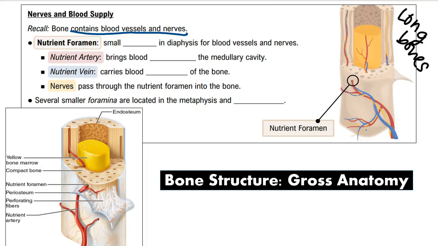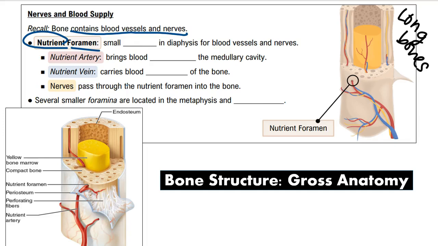Well, folks, the way that our long bones are going to end up getting nutrients or blood vessels and nerves into the actual bone itself, or into the actual diaphyses, and then of course to the rest of the actual piece of spongy bone and compact bone as well, is through what's called a nutrient foramen.